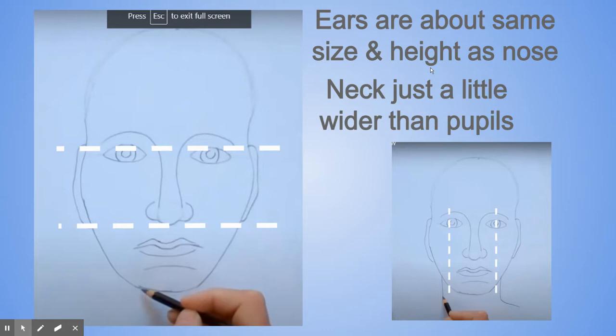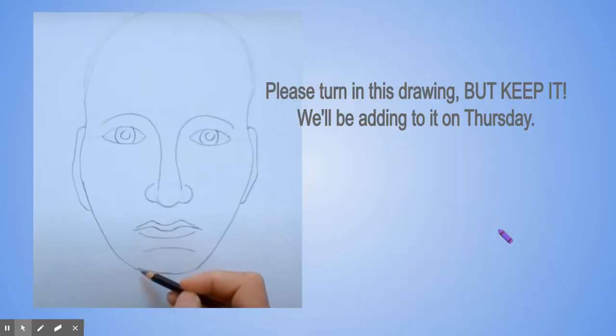Okay. Now your ears are about the same height and about the same up or down position as the distance from your eyes to your nose. And your neck is just a little wider, if you look at yourself straight on in the mirror, than the distance between your eye pupils. And of course that varies by person. Some of us have wider and narrower necks, but that's the typical proportion.